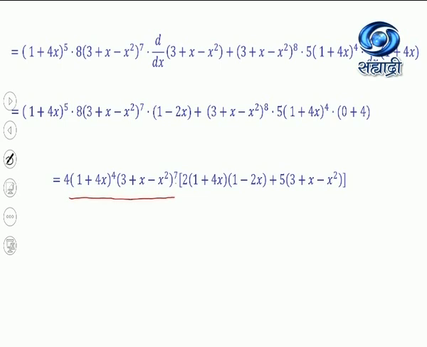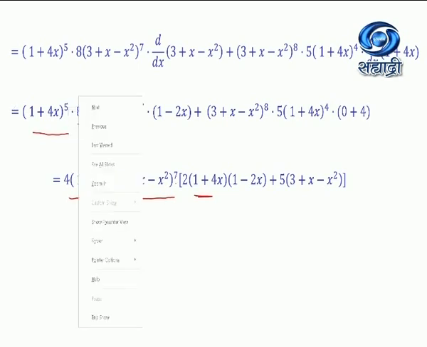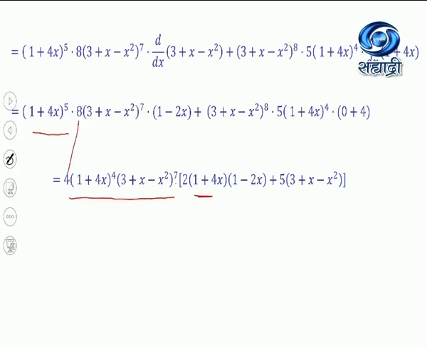Can be taken out. Now here, see, 4 into 1 plus 4x raised to 4. 1 plus 4x raised to 4 म्हणजे इथे एक शिल्लक राहील, तो आपण इथे लिहिला आहे. त्यानंतर 8 can be written as 4 into 2. 4 is common. So this 2 remains the same. Now 1 minus 2x remains the same here.